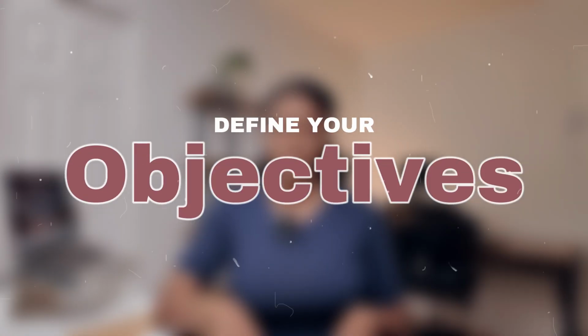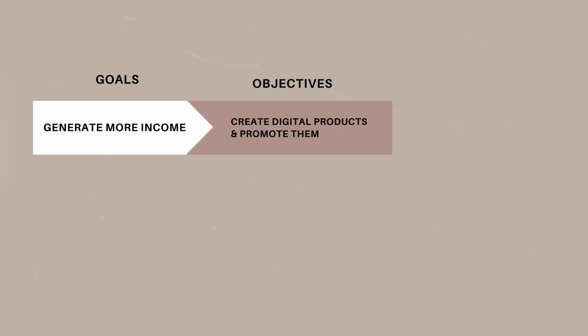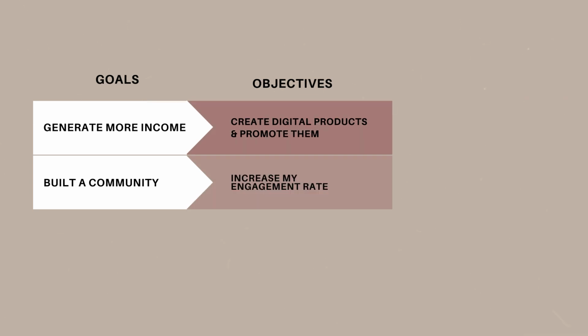So now that you have your goals clear and set up, you are going to move to the second step, which is to define your objectives. Your objectives are a more detailed version of your goals and should be linked to your goals. Let's say that one of your goals was to generate more income. One of your objectives is going to be to create more digital products and to promote them through your content. If one of your goals is to build a community, then one of your objectives is going to be to increase your engagement rates through your social medias.